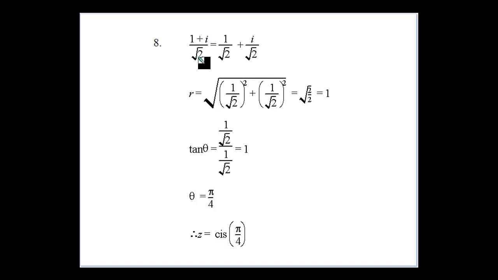1 plus i on root 2, we can split it up to be 1 on root 2 plus 1 on root 2 times i. So we do our substitution to get our modulus of 1. And inverse tan of 1 gives us pi on 4, so that's just going to be 1 cis pi on 4, or just cis pi on 4, we can write it like that.